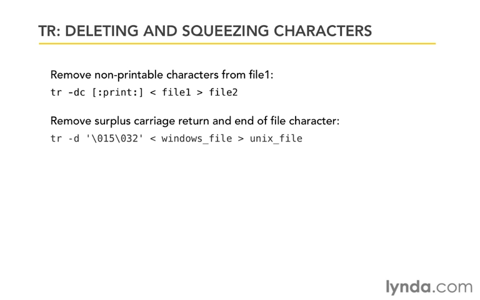So we can strip those out and essentially take something that was a Windows file and make it a happy Unix file by stripping out the hex codes that I have there, \015 and \032. There's no way you would know those. You would have to look those up to know what they are. But I wanted to give them to you because this is a handy tool to have in your toolbox.